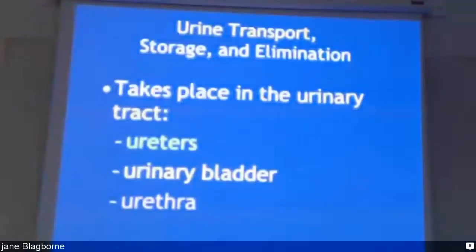There we go. Urine transport and storage. Quite easy, right? Your ureters come down from your kidneys. The urinary bladder is your big storage balloon. And your urethra is the exit to the outside.